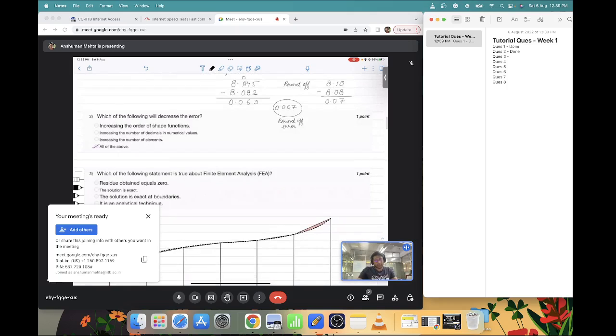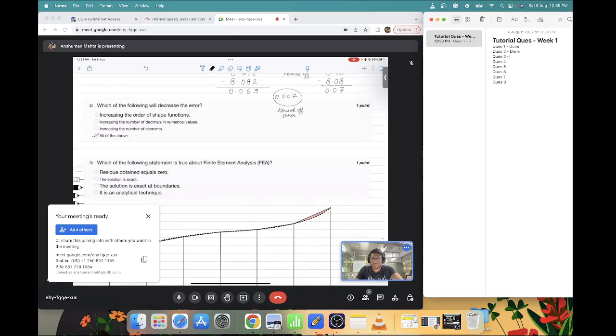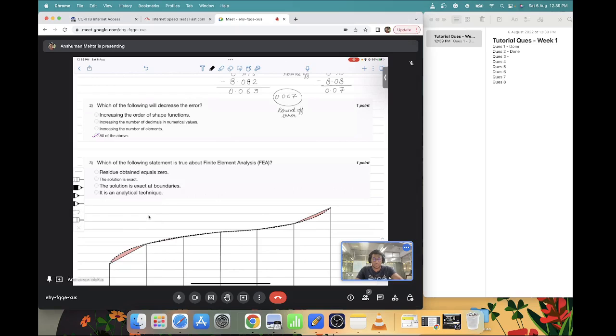Now we move on to the third question. Our third question says, which of the following statements is true about finite element analysis? First is the residue obtained equals 0. Second is the solution is exact. I will cross this out because we are approximating the solution.